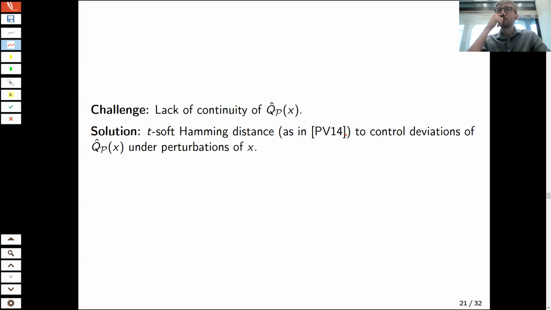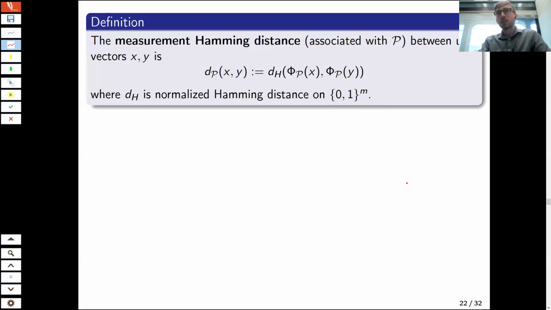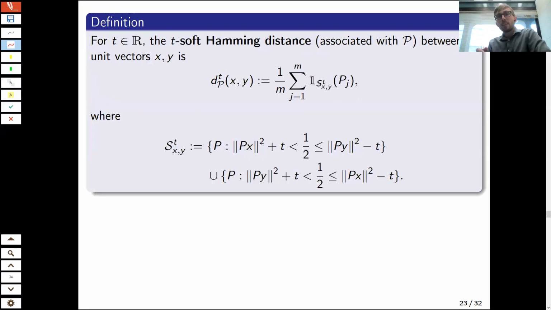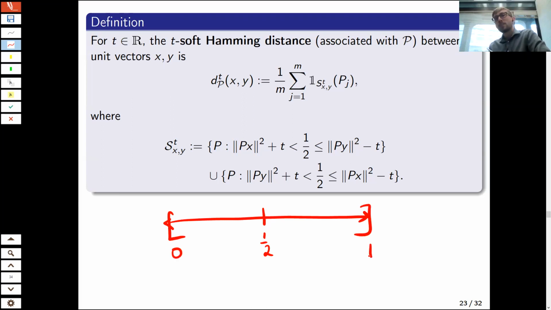And so in our approach there, we used a similar strategy. We got this idea from the Plan-Vershynin 1-bit compressed sensing stuff, and so I'll show it to you here. I'm going to skip ahead a little bit. So what our measurements were looking at before, right?